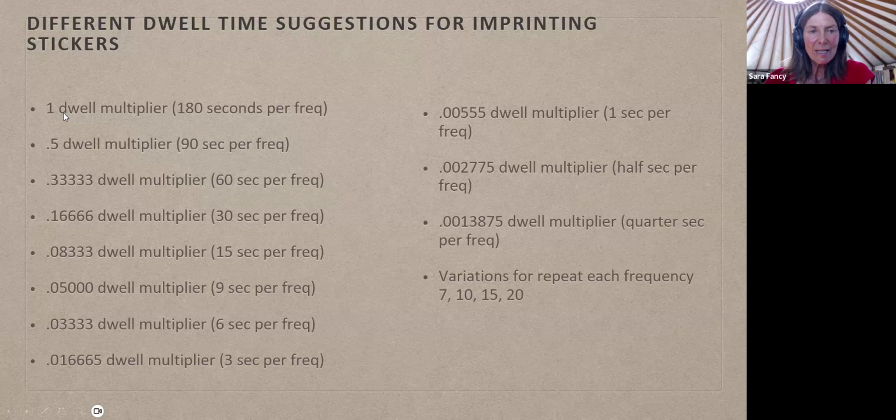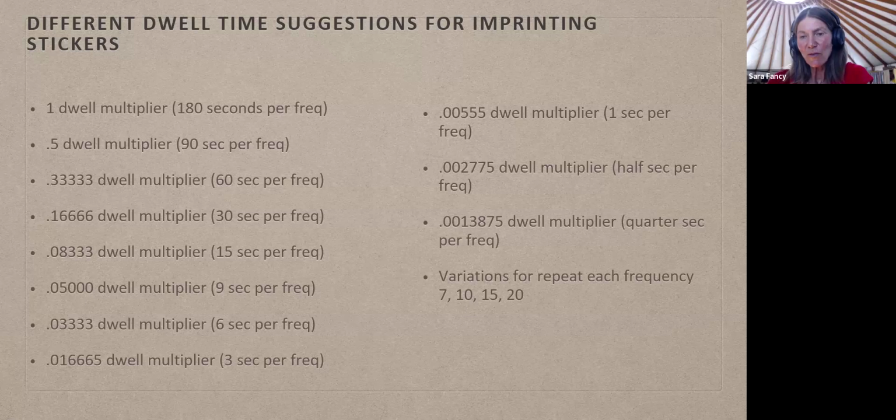So basically, like I said, here we have number one, the dwell multiplier, 180 seconds per frequency. That's the default. Then if you go 0.5, it's 90 seconds. And if you go 0.33333, that's 60 seconds. That's what I'm going to do when I go in. I'm going to show you that. Or you can go 0.16666, and that's 30 seconds, and so on. Okay, I'm not going to call them all out because there's quite a few.